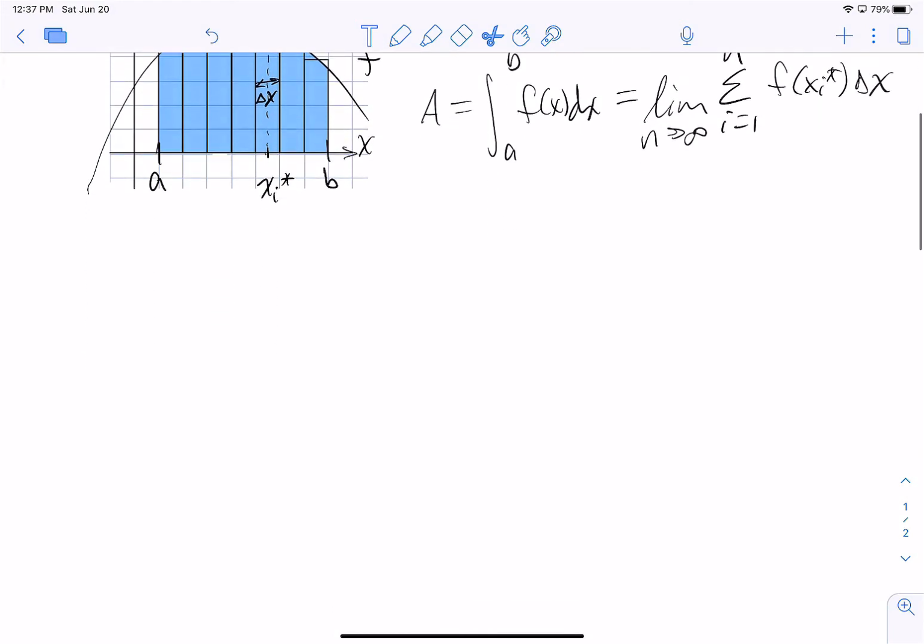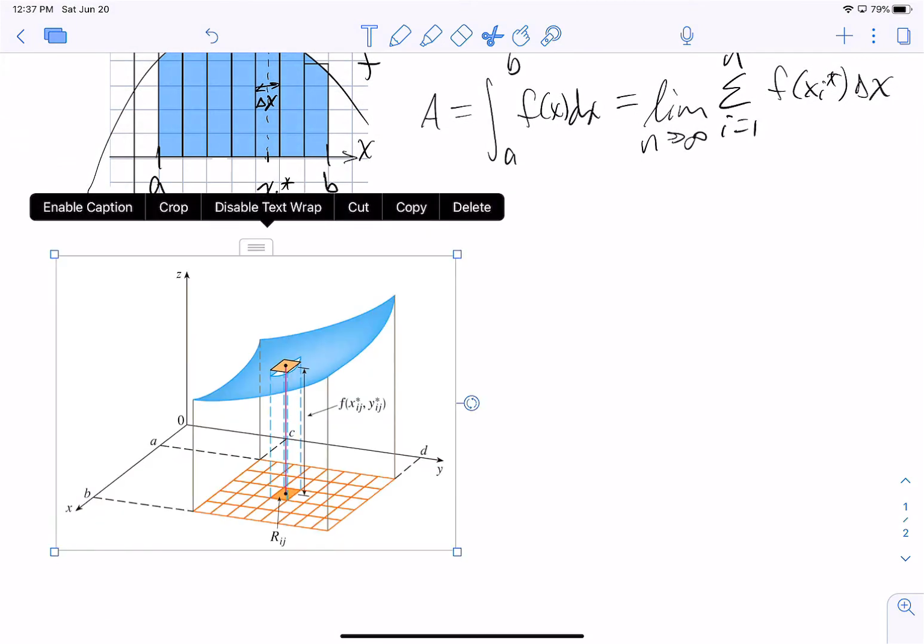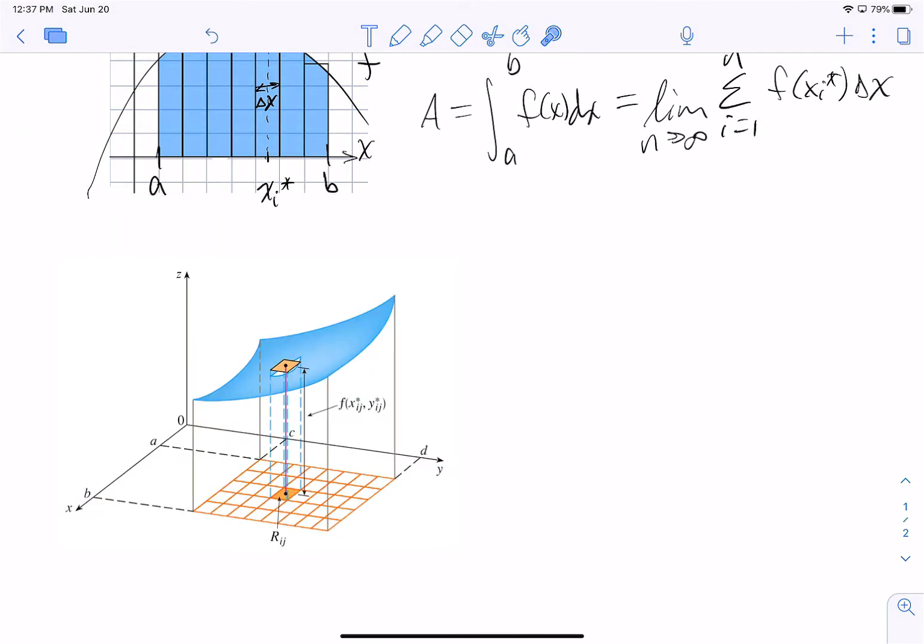To translate this to R3, we're going to use a textbook image. And here we have a portion of a surface over a rectangle in R2. That rectangle in the xy plane is defined by an interval on the x-axis from a to b, and an interval on the y-axis from c to d. So the rectangle is given by the closed interval from a to b, times the closed interval from c to d.